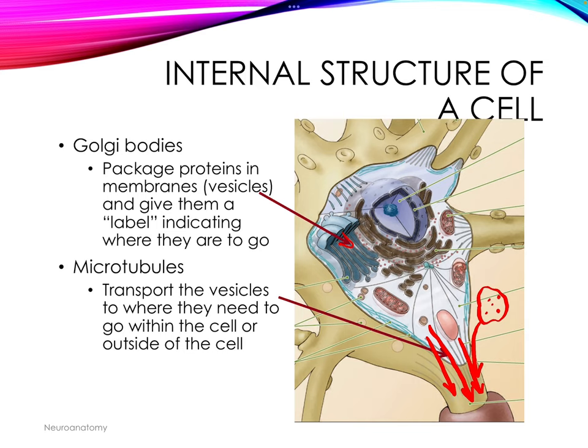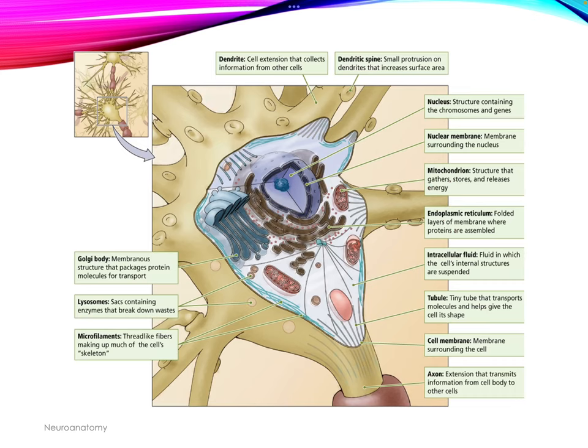In the case of transporting chemicals and proteins outside of the cell, that's where the microtubules will go. And if there needs to be transportation within the cell, the microtubules will also do that as well. Their job is basically, the microtubules are these little tubes that transport those chemicals throughout, depending on where they're needed, and the instructions given by the Golgi bodies of where to go.